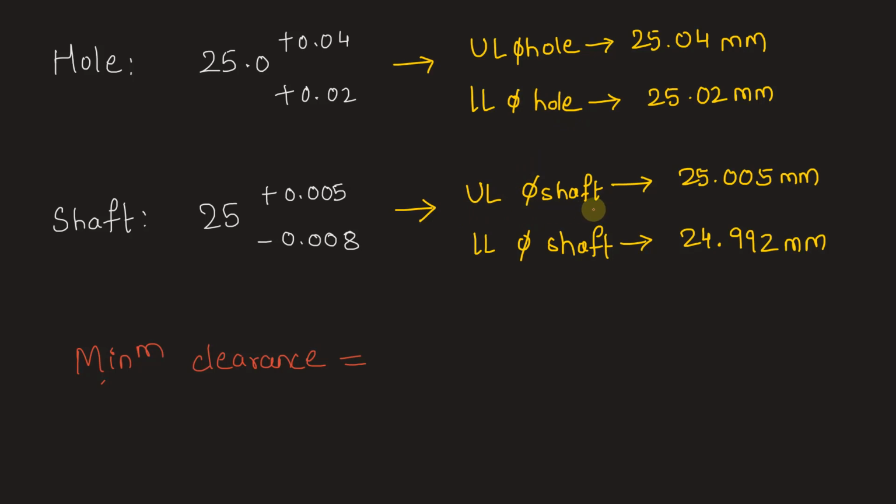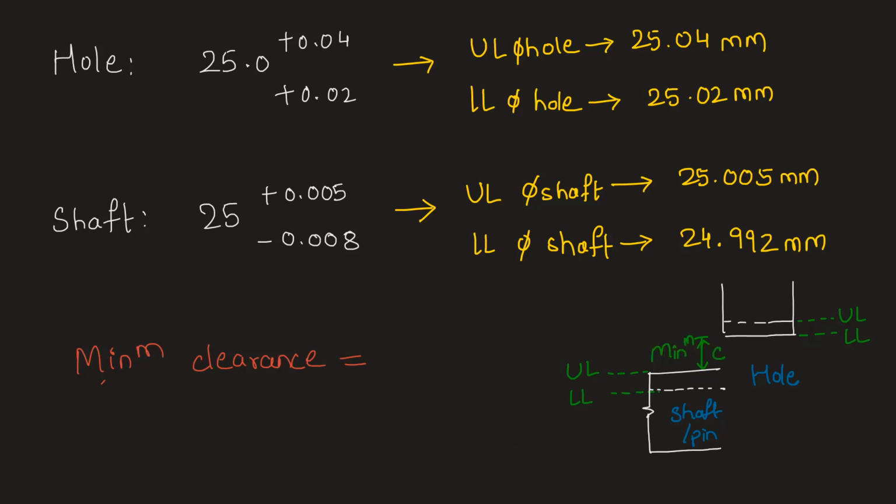Now, by definition of minimum clearance, we have minimum clearance is equal to lower limit of the hole minus the upper limit of the shaft. So if we have an arrangement, so this denotes the shaft or the pin and this denotes the hole. This denotes upper limit of the shaft. This line denotes the lower limit of shaft. Similarly here, this is the upper limit of hole and this one's the lower limit of hole. So minimum clearance is this distance.